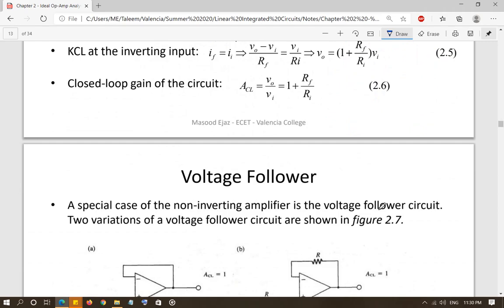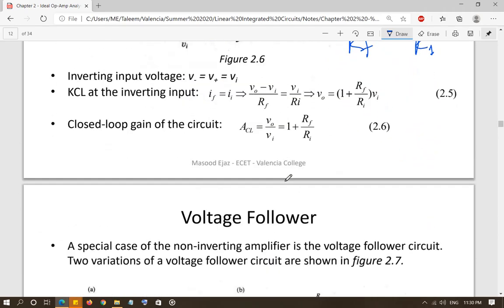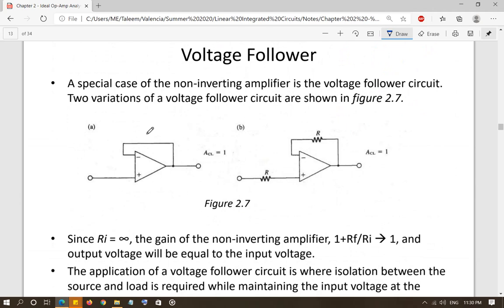A special case of the non-inverting amplifier is the voltage follower. This is a circuit, or this is a circuit. Basically, you have the same resistor in the feedback loop as connected to your positive input, and input is given right here. This is the input. It is not shown here, but the input is applied over here. So the output is going to be what? Output is going to be exactly equal to the input. V input is here, of course. V input is going to appear at the negative terminal as well, and the negative terminal is connected to the output. So simply V output will be equal to V input.